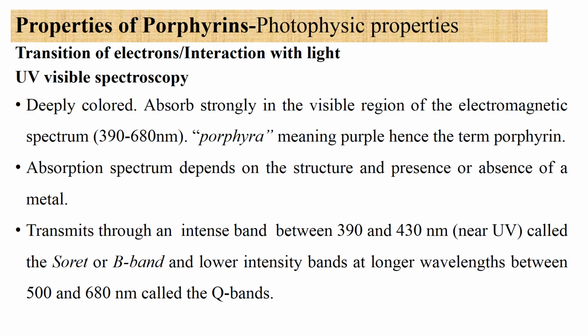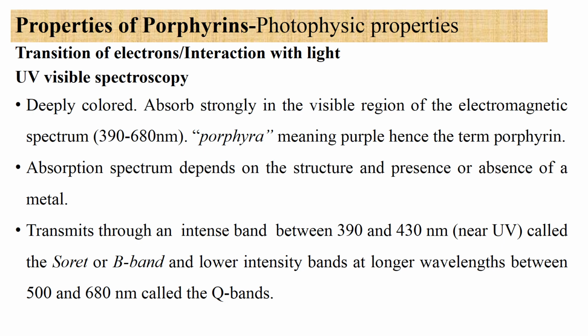On their photophysical properties, the porphyrins are deeply colored. They absorb strongly in the visible region of the electromagnetic spectrum. The Greek word porphyra, which means purple, is the origin of the term porphyrin.